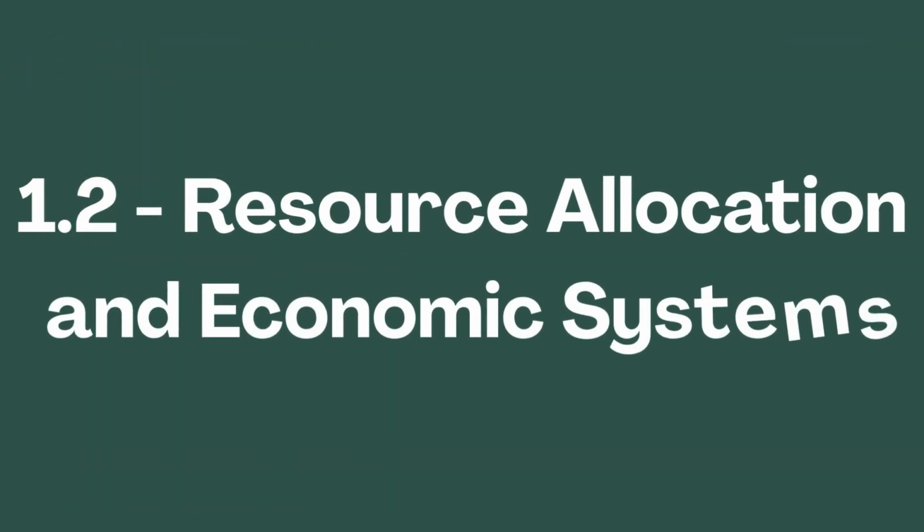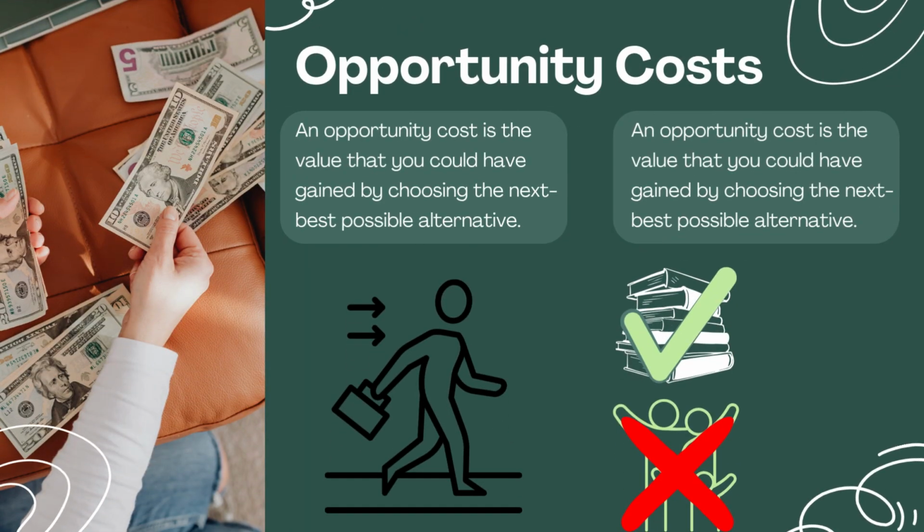1.2 Resource Allocation and Economic Systems. An opportunity cost is the value that you could have gained by choosing the next best possible alternative. For example, you decide to go to the mall, but during that time you could have been studying for a big test or hanging out with family. The opportunity cost would be the next best option, which would be studying for your big test. Hanging out with family would not be considered part of the opportunity cost because you would not have chosen it as your next best alternative.